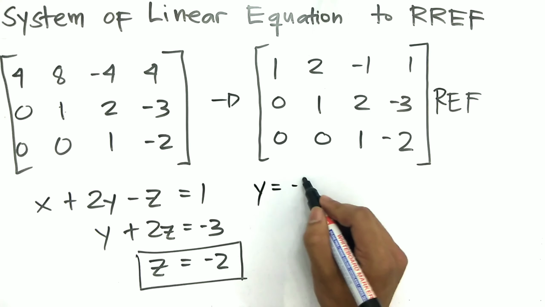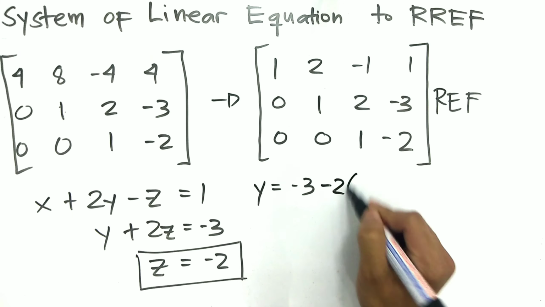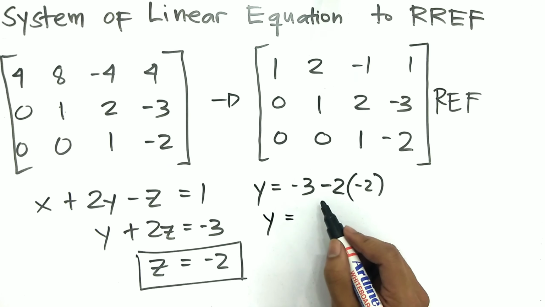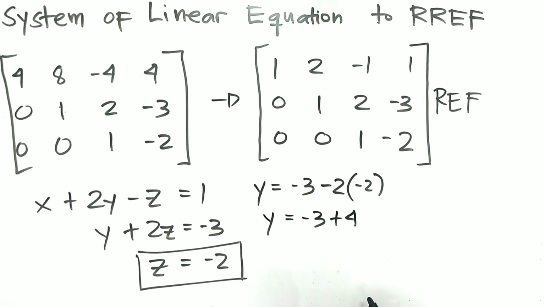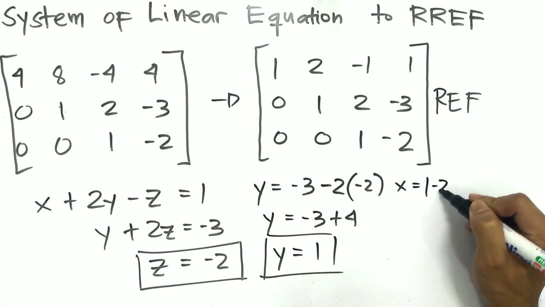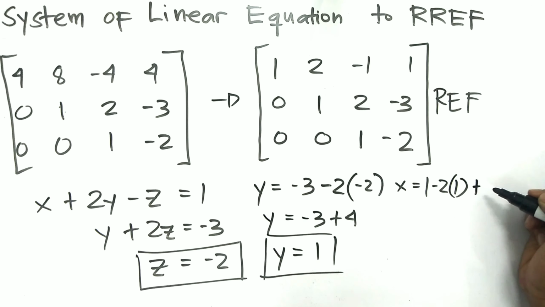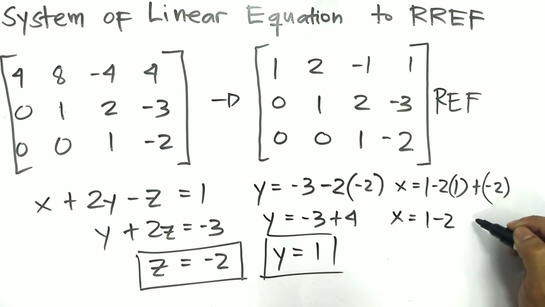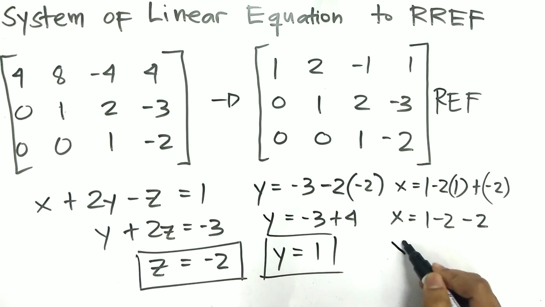Your y now is equal to negative 3. Transpose this to the other side. Minus 2 times z, which is negative 2. So this would be y equal to negative 3. This is positive 4. So y is equal to positive 1. So for x, that would be equal to 1 minus 2 times y, which is 1, plus z. Your z here is negative 2. So x is equal to 1 minus 2 minus 2, or that is x equal to 1 minus 4, or that is negative 3.